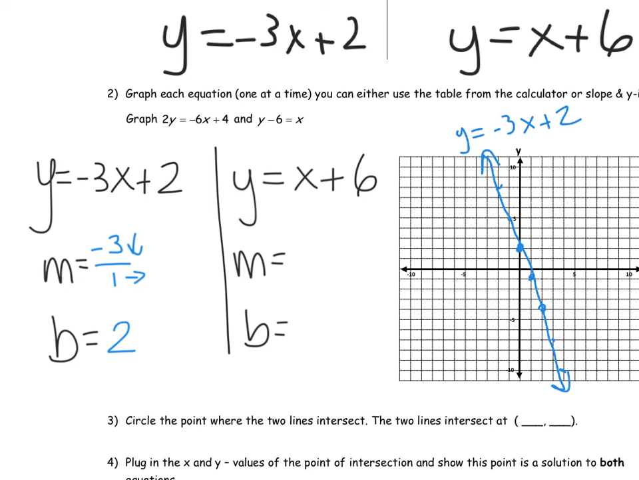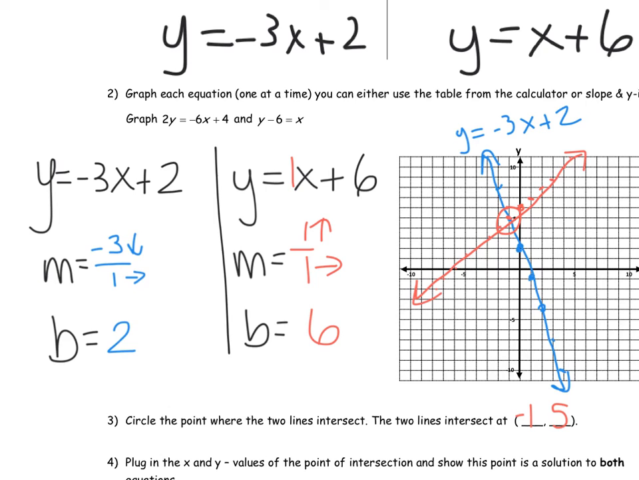Okay, the next one over here, we have a slope of 1 over 1. That means we're going to go up 1, right 1, and we're starting at a y value of 6. So we have this. And then we're going to go up 1 over 1, up 1 over 1. There it is. There's that point of intersection. It's right there at negative 1 comma 5.